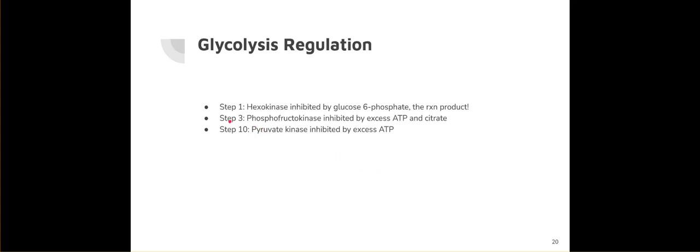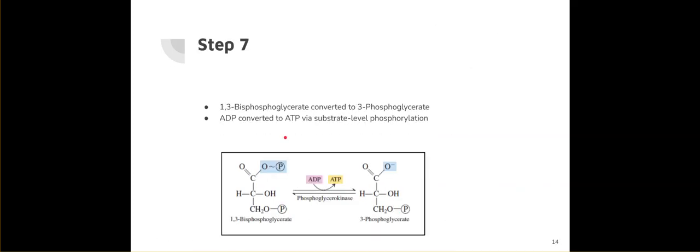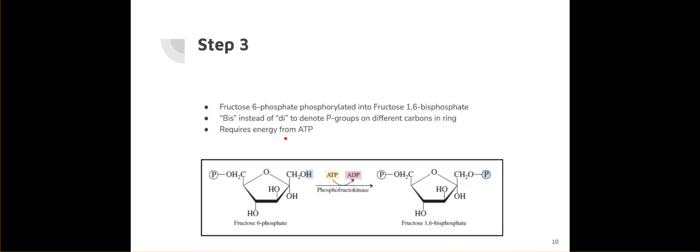Step 3, the phosphofructokinase is inhibited by excess ATP and citrate. So again, if we go back up here to step 3, here is this phosphofructokinase. If your body's ATP goes up, it will inhibit this enzyme from reacting. And so it will act as a throttle on this process as well.